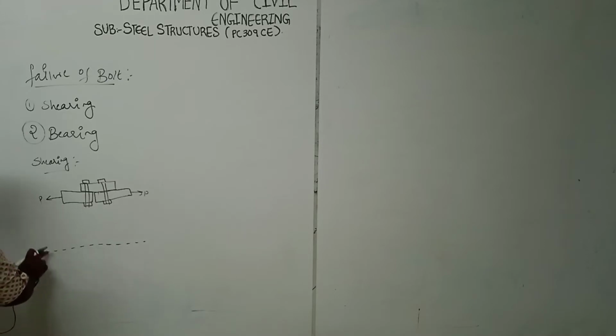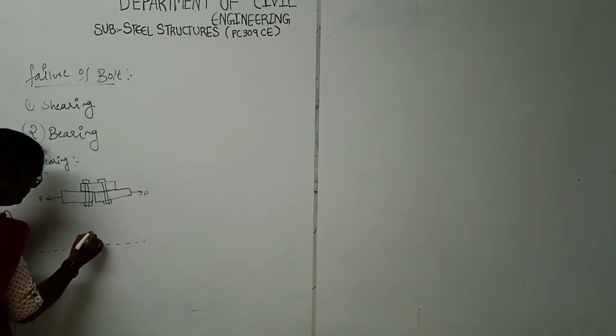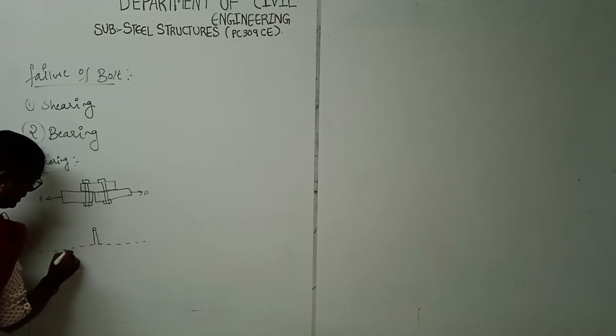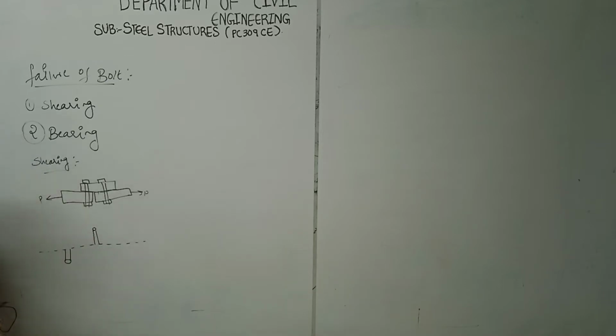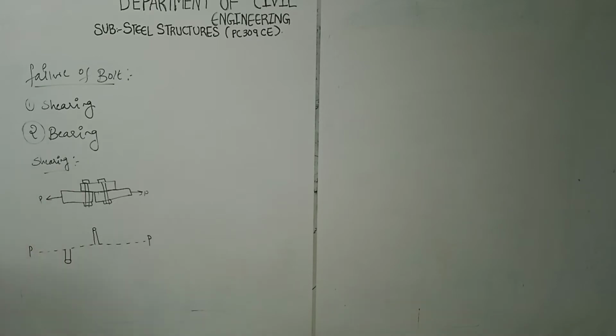So what is actually shear? In shearing failure, the bolt gets cut into two pieces. When the load is applied, we have to design accordingly, against that. In the previous lecture also I told you, whenever shear failure occurs, your bolt will cut into two pieces. In this plane you can see it clearly.